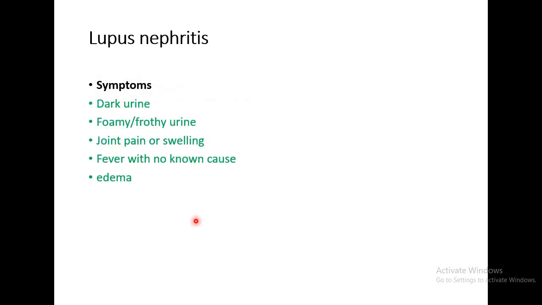So the symptoms in lupus nephritis would be dark urine due to hematuria, foamy or frothy urine due to proteinuria, joint pain or swelling because it involves joints, and fever with no known cause because it is an autoimmune disorder. And I had told you earlier, lupus nephritis can also present with nephritic or nephrotic syndrome. So if there is nephrotic range proteinuria, that is more than 3.5 grams of proteins excreted in urine per day, there will be edema.